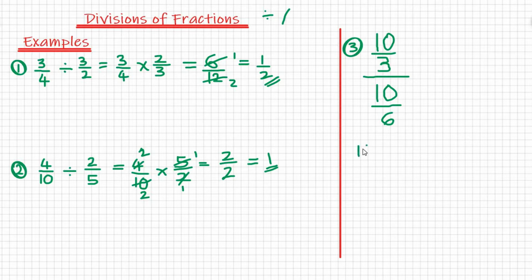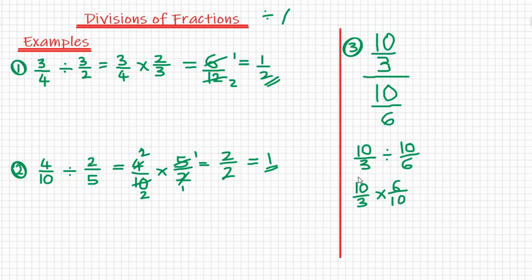Let's write it in this form. We have 10 over 3 divided by 10 over 6. You see they are the same now. So how do we do it now? We can now apply our reciprocal method, times 6 over 10. Can you see that this one has to come down and 6 has to go up?